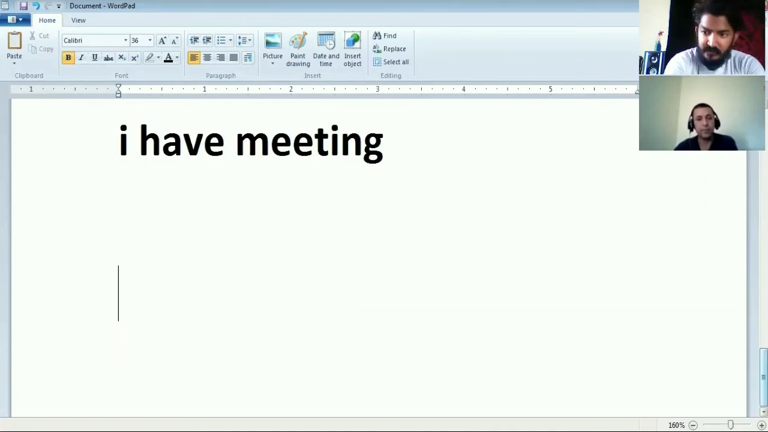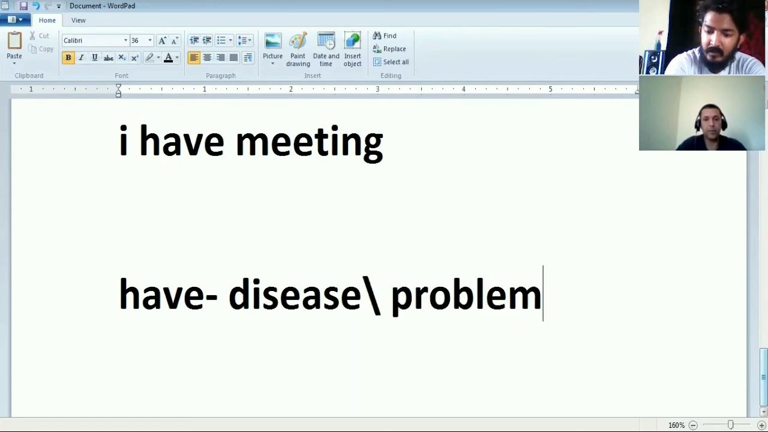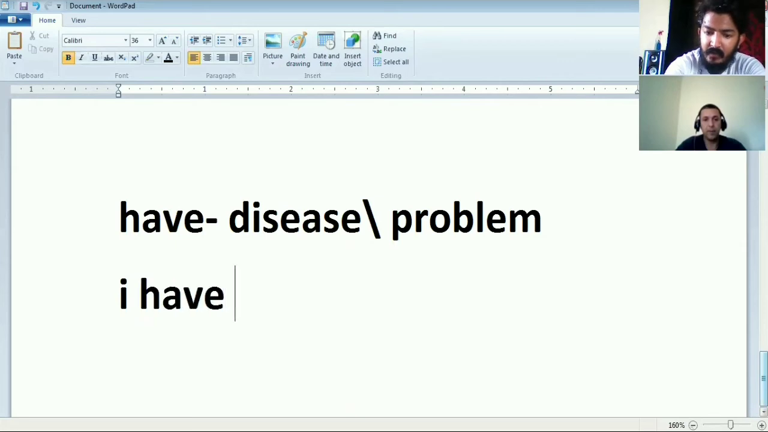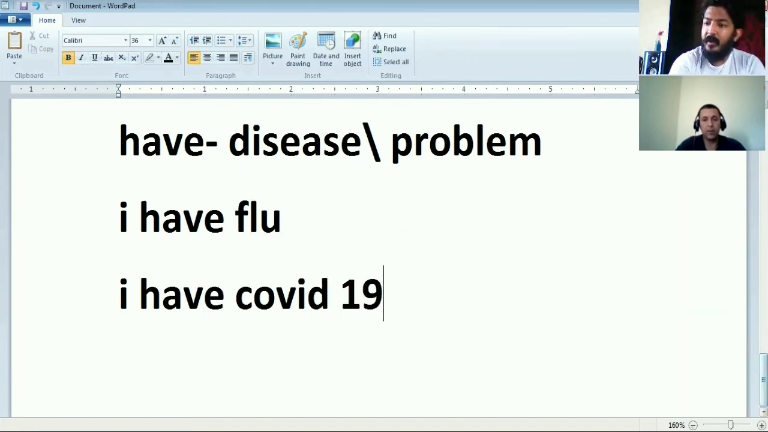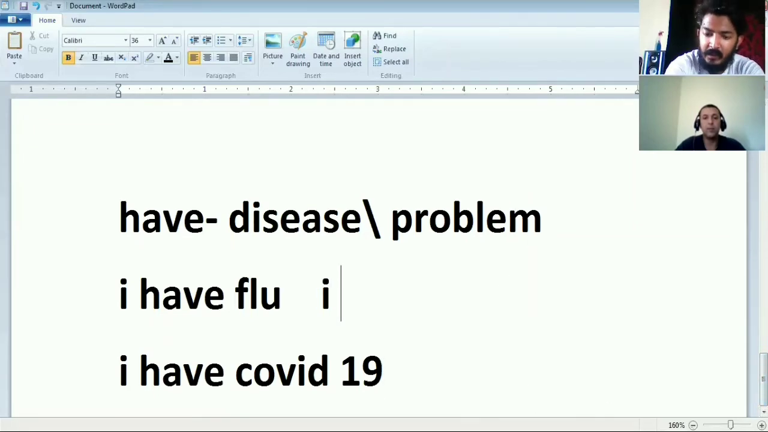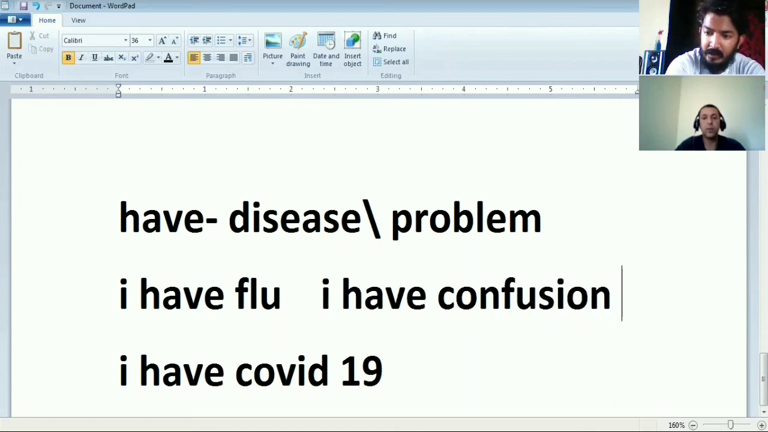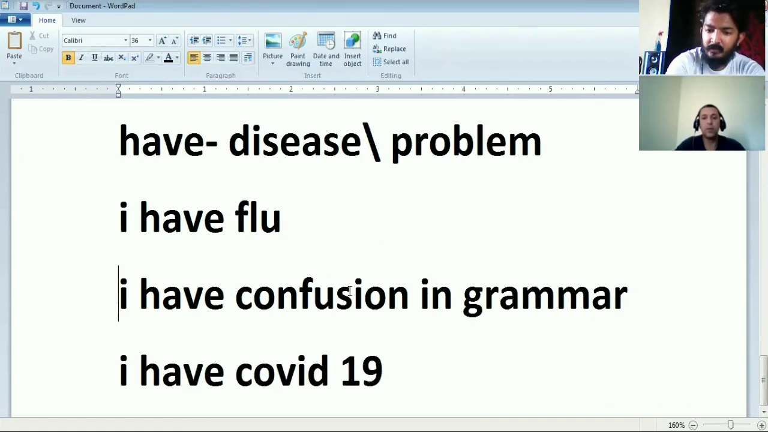Now we are going to the last use of have, then we will wind up our class. The last use of have is with disease or problems. For example, I have flu, or I have COVID-19. Whenever you talk about disease, whenever you talk about problems, we use have. For example, I have confusion in grammar. So when I say I have confusion in grammar, I'm talking about my problem.